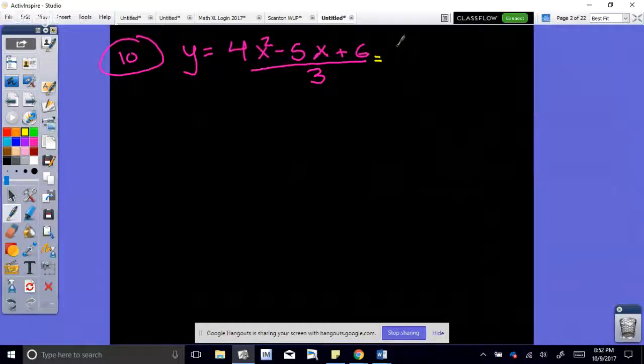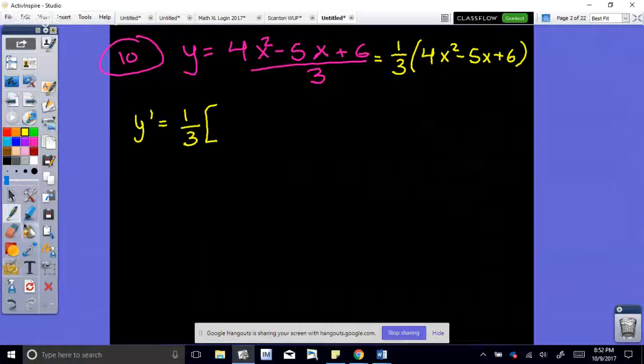So I want to remind you that this 1/3 can be factored out and written out in front. So we have 4x to the 2nd minus 5x plus 6, times 1/3. And I do that because when we take derivatives, anytime we're multiplying by a constant, we can leave that constant out in front and just take the derivative of everything else. So we're going to do this like the last one.